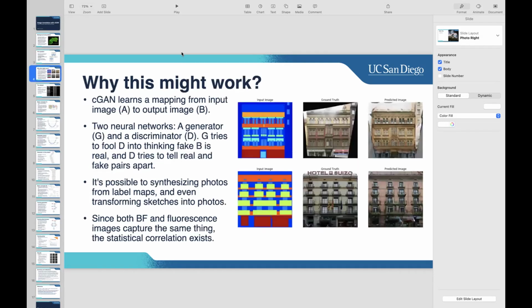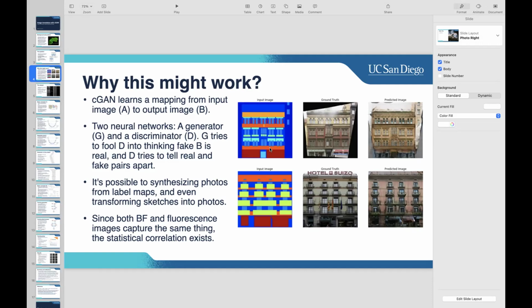And why this might work? The CGAN learns a mapping from input image A to the output image B. So basically, this should be your output. This is the ground truth. And there are two neural networks in CGAN, a generator and a discriminator.